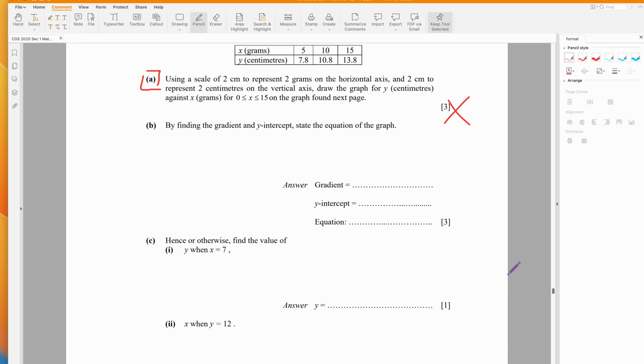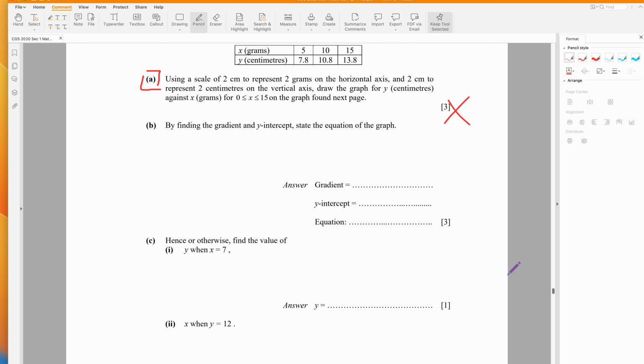y equals 3/5 x plus c. So how do you get c? You give one pair of x and y. Which pair do you choose? Choose x equals 10, y equals 10.8.